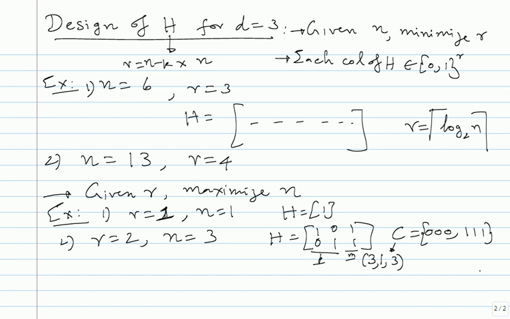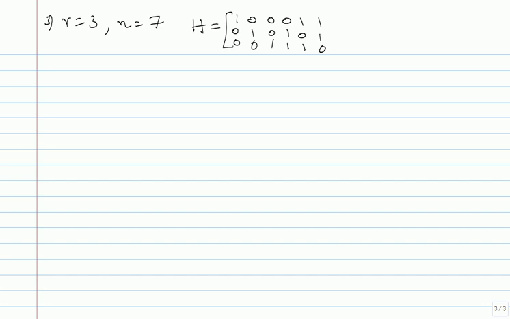That is what you get when you try to maximize n. The next interesting case is r equals 3, where you can have n equals 7, and you'll have a parity check matrix for the (7,4,3) code. I'll write it in this form just for convenience. You can write it in any order; the ordering doesn't matter. So this is a (7,4,3) code.